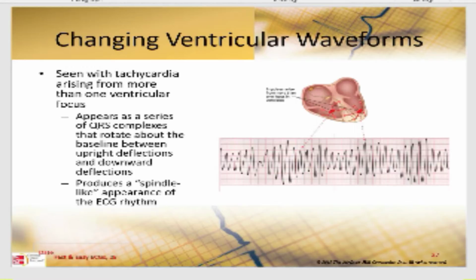With ventricular waveforms with tachycardia, you're going to see more than one ventricular focus. It looks like a series of QRS complexes that rotate around your baseline, up and downward deflections, and it looks spindle-like. It doesn't look like a typical EKG, but you can see that it just looks like a spindle kind of spinning back and forth.